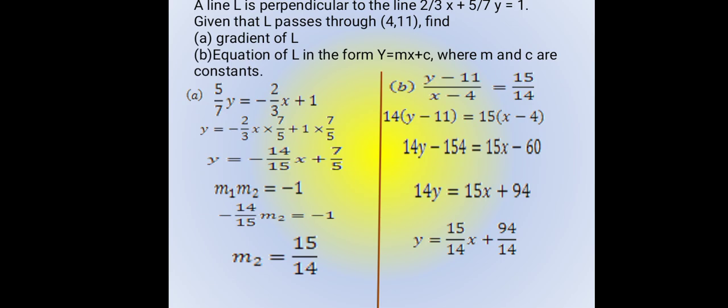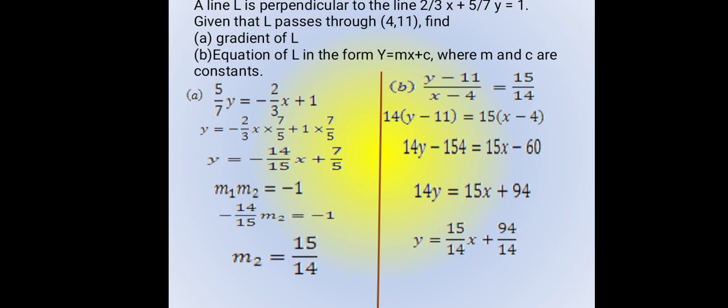A line L is perpendicular to the line 2/3 x plus 5/7 y equals 1. Given that the line passes through the point (4, 11), find A, the gradient of the line, and B, the equation of the line in the form y equals mx plus c, where m and c are constants.